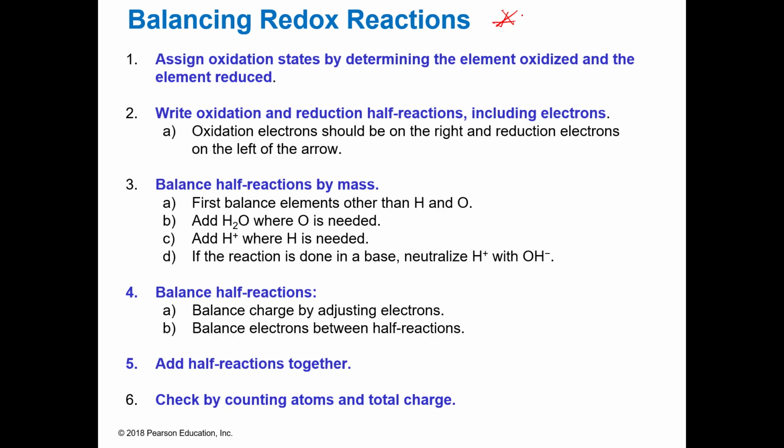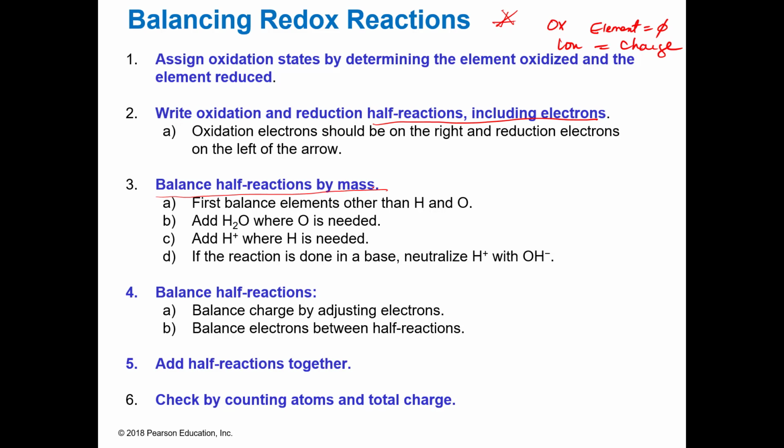You assign oxidation states basically, and the main thing to remember on oxidation states is that an element has a 0 oxidation, all right, and an ion is equal to its charge. And since we're looking at metals mostly in these, that's what we go by. So if you know that, you're going to be pretty much covered. Then you write the oxidation reduction half reactions, including the electrons. Then you balance by mass, okay? So you balance by mass.